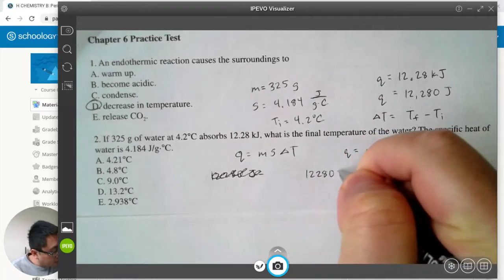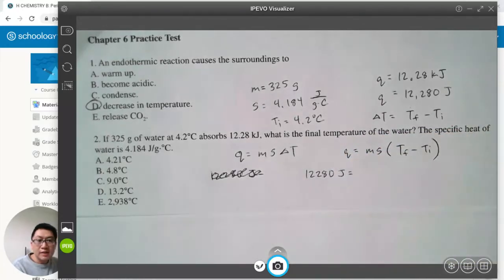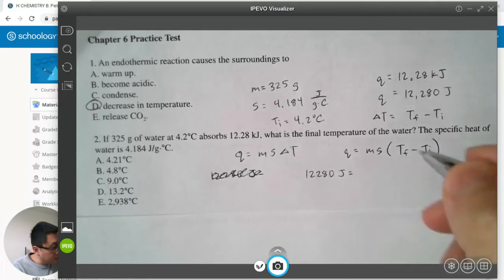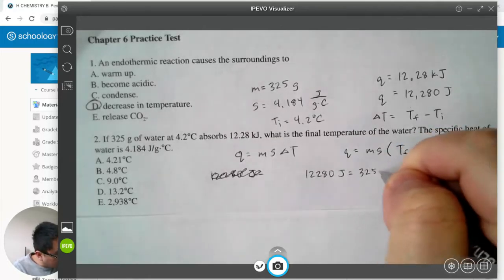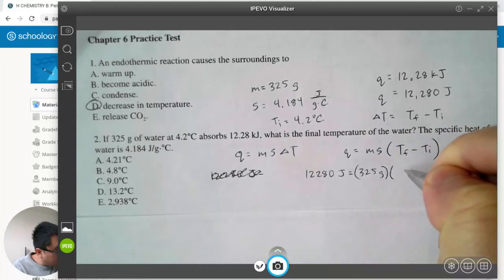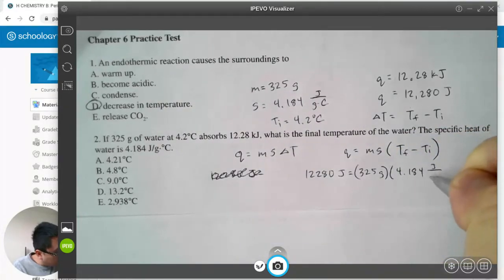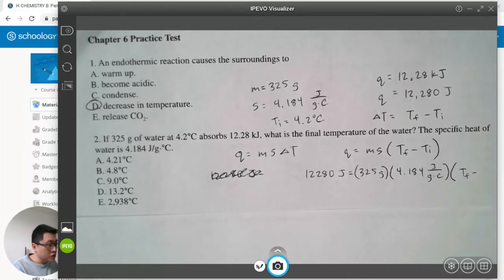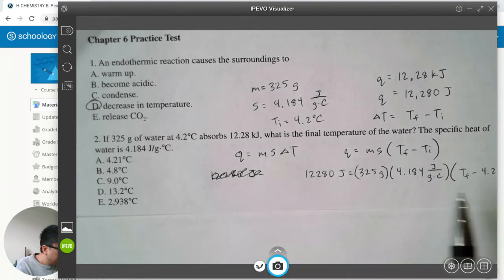12,280 joules. The mass is 325 grams. The specific heat is 4.184 joules per gram Celsius. Final temperature, I don't know, that's what I'm trying to find. The initial temperature, 4.2 degrees Celsius. I could probably leave out the units, because the only thing that will be left is Celsius anyways.